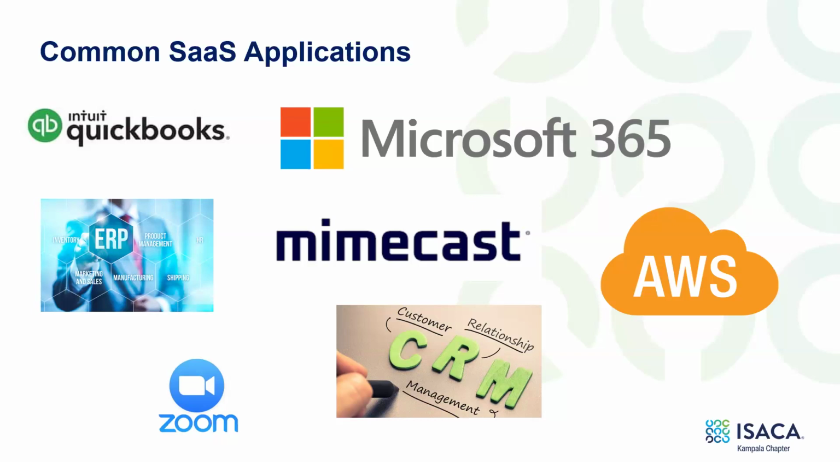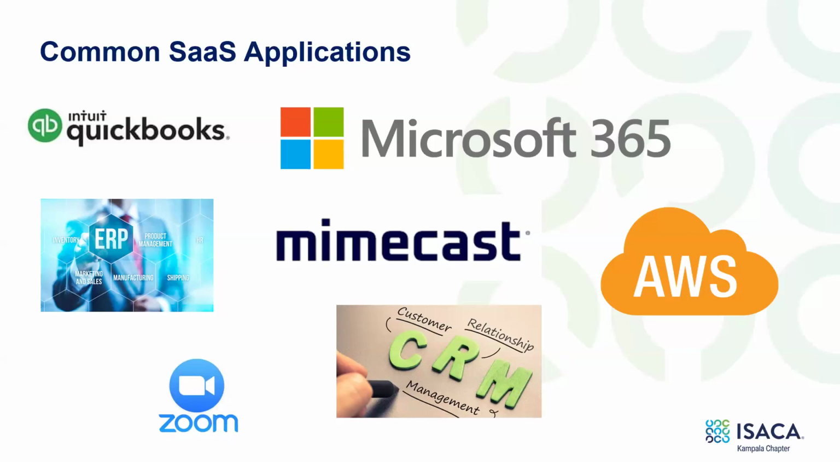We have meeting applications like Zoom, Skype. We have Microsoft 365 apps, Outlook, Teams, Word, Excel, and so on. Then we have more complex solutions which come under the security solutions. Under that, we have the likes of Mimecast, we have Sophos, we have web application firewalls like Cloudflare, we have Amazon Web Services WAF, etc.